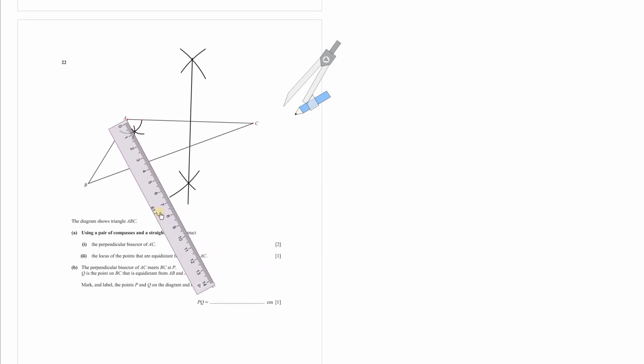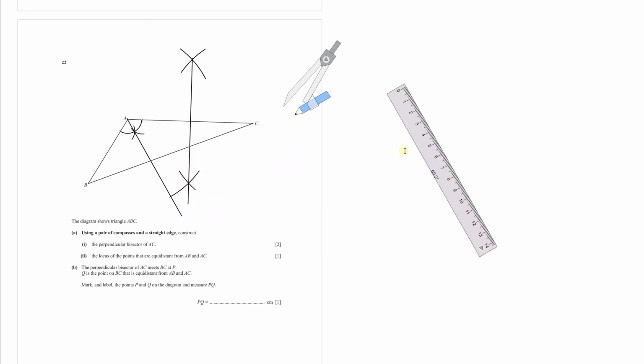So let me place it here and then align it properly like this. And then I can draw this angle bisector, which starts at this point A, and passes through that point that I created using the arcs and goes through like this. So this line represents the angle bisector of angle BAC, and this is the locus of points that are equidistant from line AB and line AC.